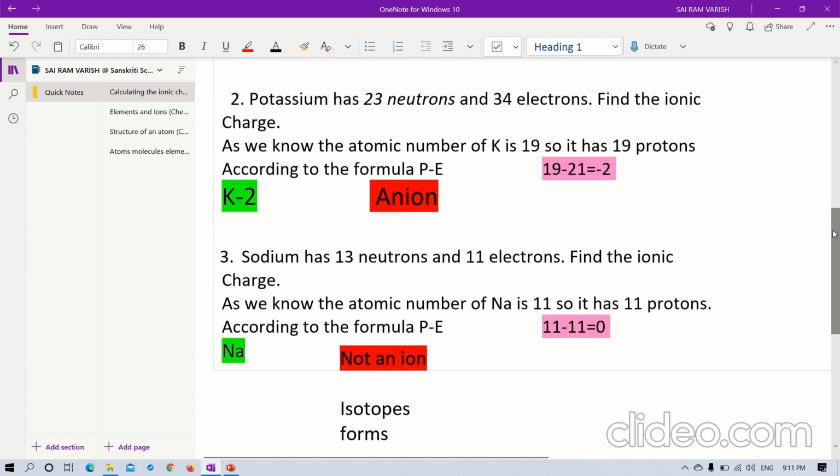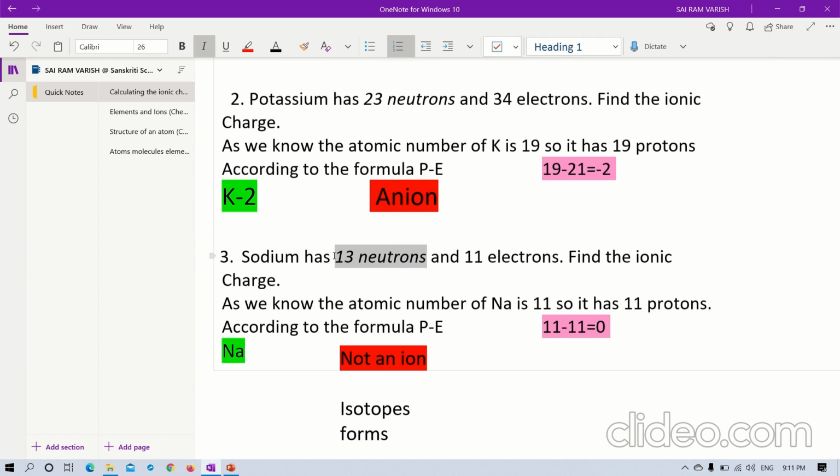Sodium has 13 neutrons and 11 electrons. Find the ionic charge. So, an isotope of sodium. Now, I guess you're not familiar with isotope. I will make another video on isotopes. So, just remember it's another form of an element.